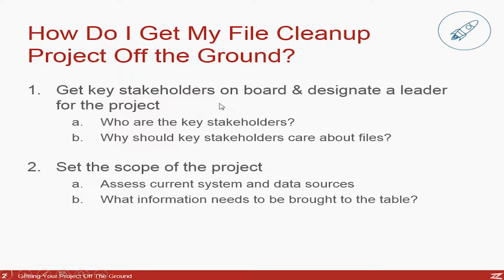Because once you have the guidelines in place about how you're going to decide on the value of information and what you should do with that information while it's valuable, it actually makes the file share cleanup much, much easier.